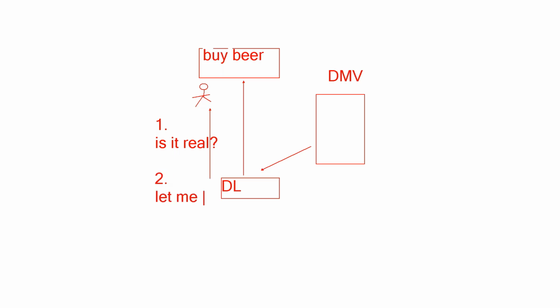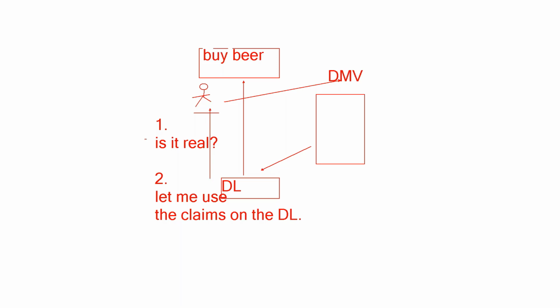let me use the claims on the driver's license. So in this case, you notice that the bartender does not actually go out and call back to the DMV at that point to say, hey, I have this ID on hand, is this real? Usually that's not what happens.